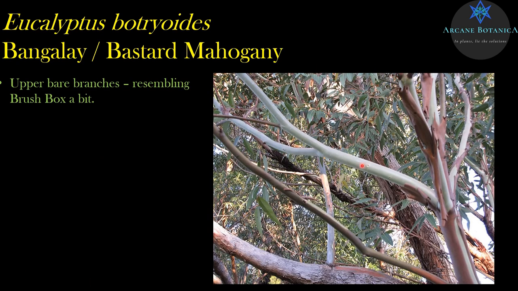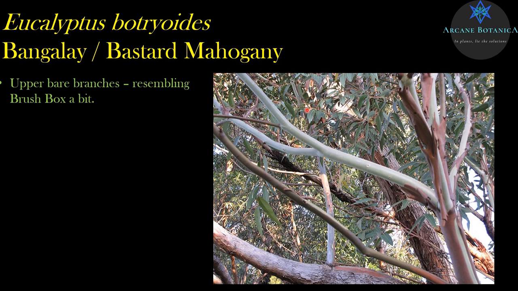That's just a photo of the upper limbs. They just go bare, like this. They're a bit of a greeny white, I suppose. This bark peeling off here reminds me of that tree we know, brushbox, Lophostemon confertus. It reminds me of that a bit, this sort of flaky bark here.